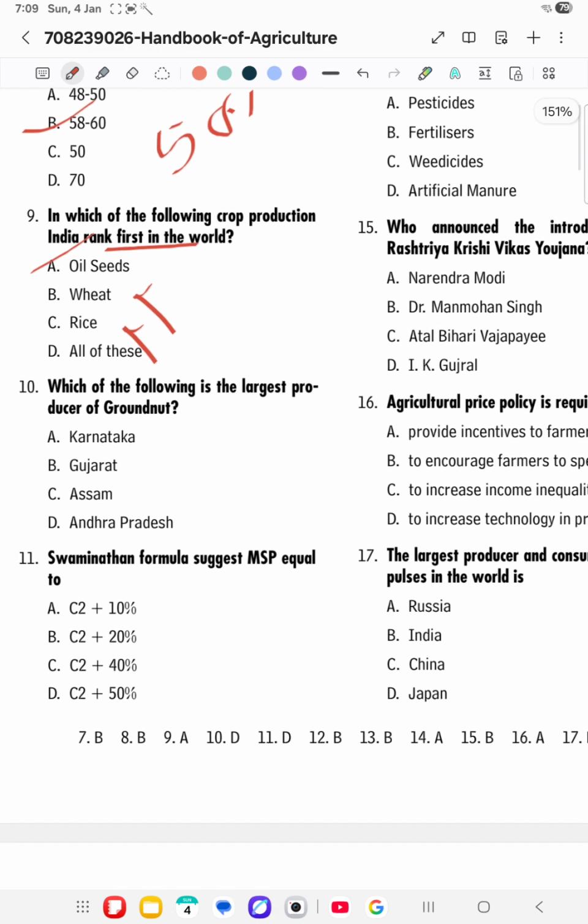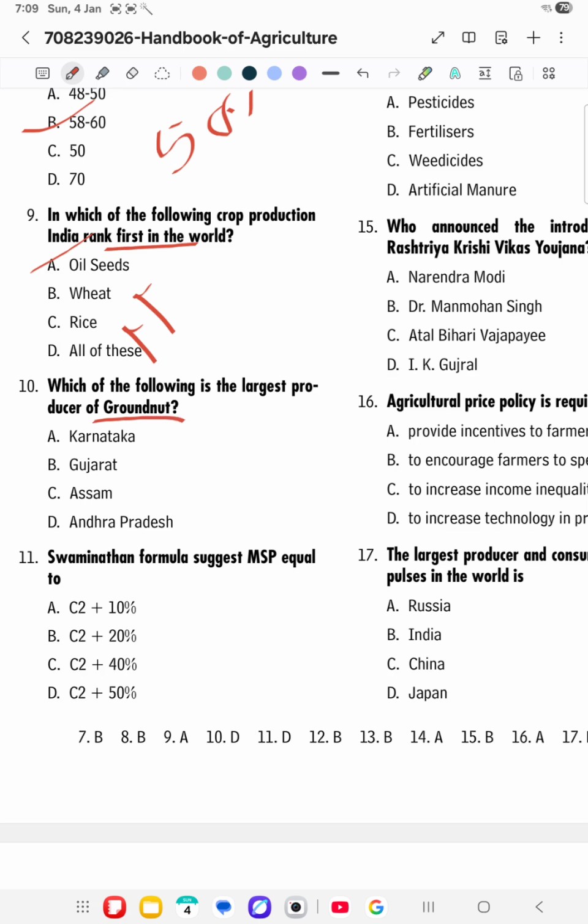Yes. Which of the following is the largest producer of groundnut? Okay. Karnataka, Gujarat, Assam, and Andhra Pradesh. I think it can be Gujarat, because Gujarat is a state where three types of these things are produced, I mean groundnuts and some other crops. I don't remember actually. It can be, no, it's Andhra Pradesh. The largest producer of groundnut is Andhra Pradesh. Okay, we'll remember. Andhra Pradesh is also highest in chili production. Gujarat probably has cotton too, something regarding that.